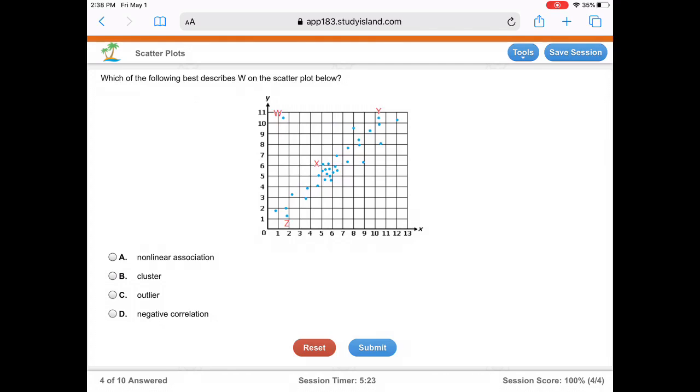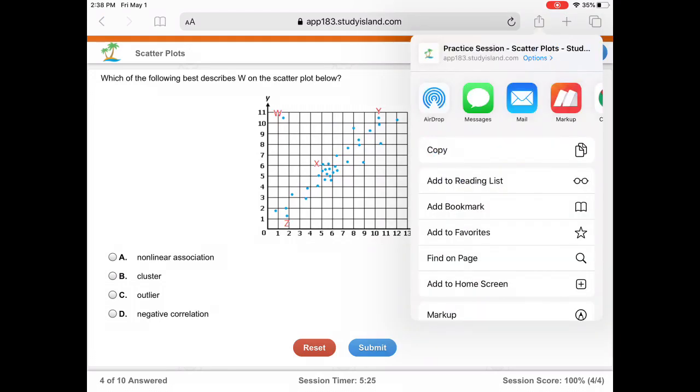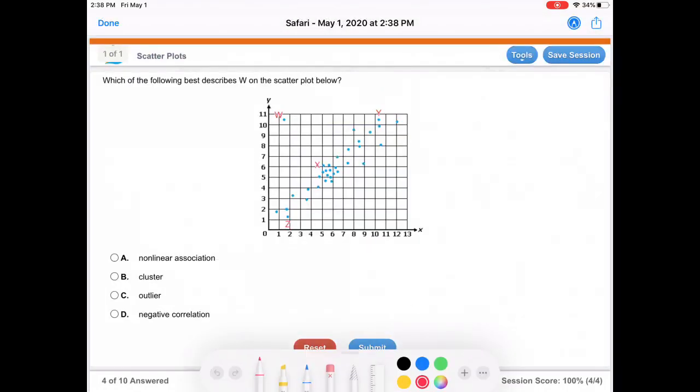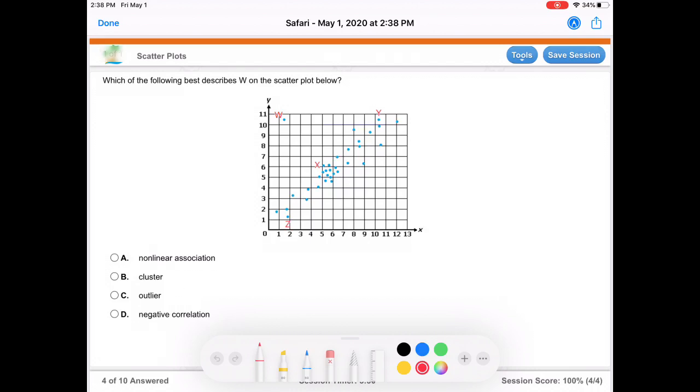This one here. All right, I can totally see a relationship with this one. We've got a linear relationship, kind of like that. And we do have an outlier. All right, we've got a couple different things here. W is an outlier. At X, we kind of see a little cluster there. And Y and Z, they go right along with the trend.